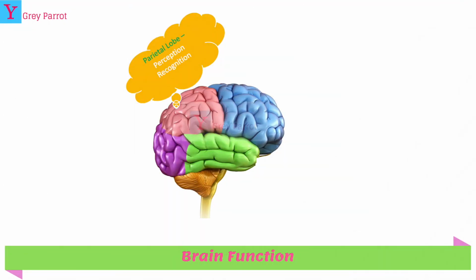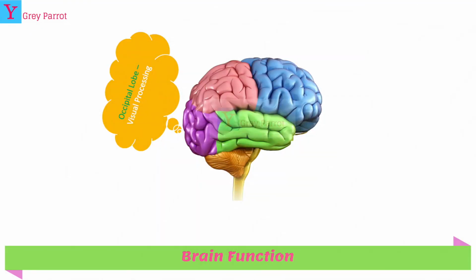Now let's look at the parietal lobe. Our perception and recognition is processed by our parietal lobe. For example, you recognize things only when the parietal lobe is able to recognize that a clock is a clock and a television is a television. In the same way, perception towards something will be processed by the parietal lobe.